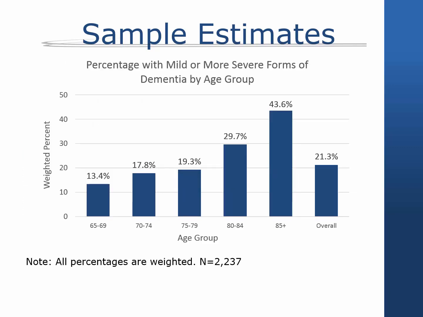Using 2017 individual cross-sectional weights, the overall estimate of the older population with mild or more severe forms of dementia was 21.3%. Age-specific estimates range from 13.4% for 65 to 69-year-olds to 43.6% for those ages 85 and older. The overall estimates are in range with estimates from national surveys that draw upon more detailed measurements of dementia, which range from 14.8% to 29.6%.